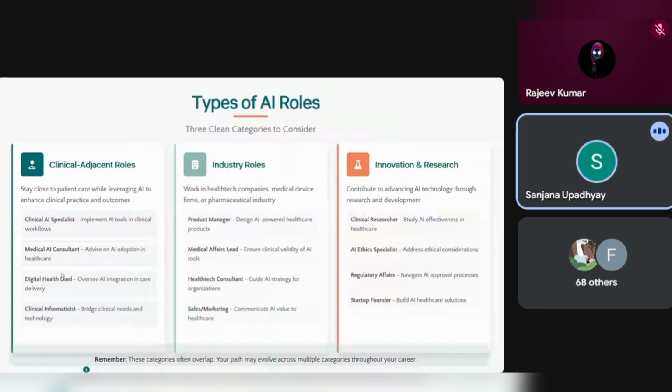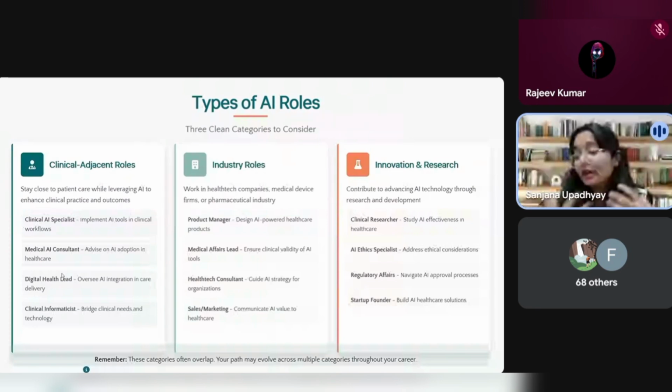Medical AI consultant: you can advise on AI adoption in clinics. You can become someone who is able to validate the AI models which are built. Along with that, digital health lead: you can also become a person who can give healthcare information from a faraway space.